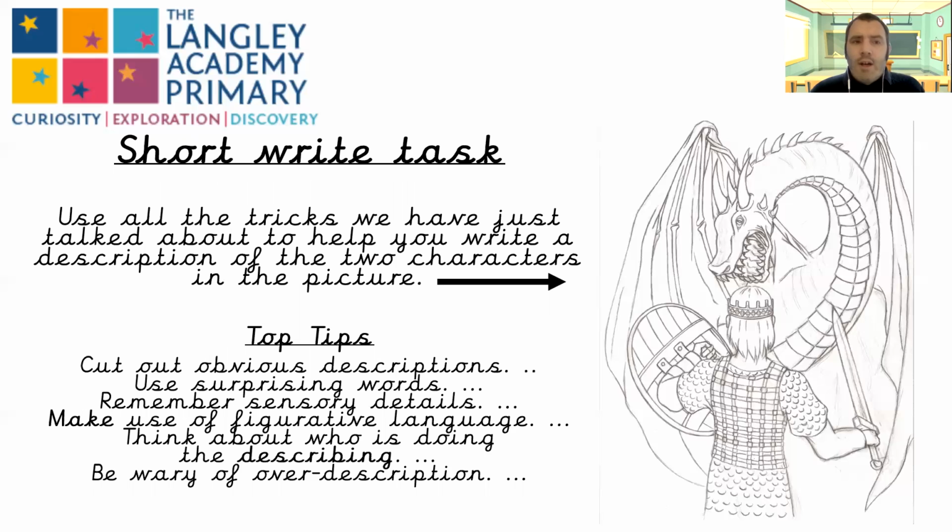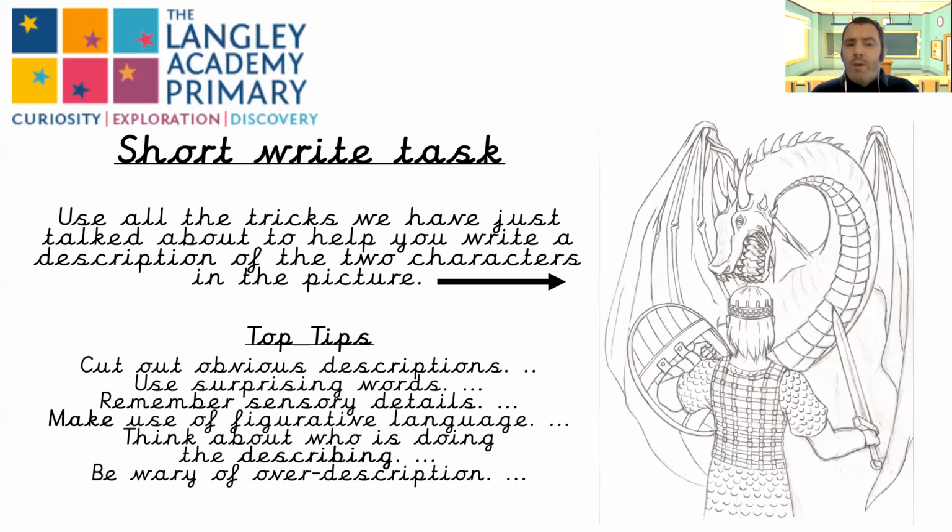So, short write task for you. Using the tricks that we've just talked about, and maybe if you want to, you could go back and magpie some of the ideas that I've given you. Write a description of the 2 characters in the picture. Cut out the obvious descriptions. Use surprising words. Remember the sensory details. We've got 5 senses: sight, sound, smell, touch, taste. Think about those. Make use of your figurative language, your similes, your metaphors, your onomatopoeia.